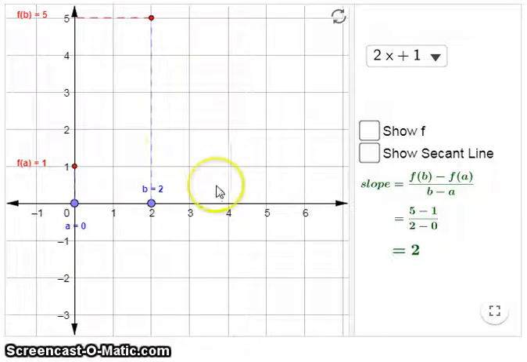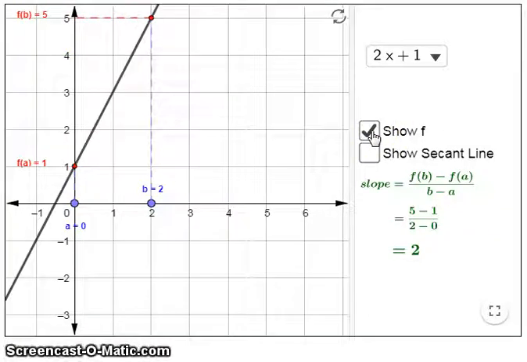On this graph right here, you're going to see some points plotted. This point right here has an x value of 0 and its y value is 1. I'm using this function 2x plus 1. So 2 times 0 plus 1 gives me the y value of 1. 2 times 2 plus 1 gives me a y value of 5 for this point right here. And if I draw the line 2x plus 1, it passes through those 2 points as it should.